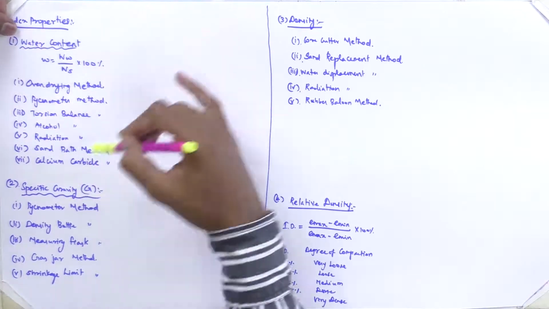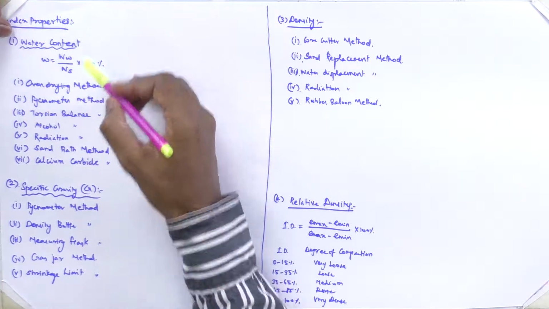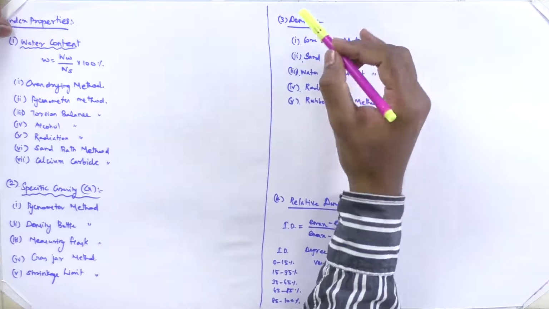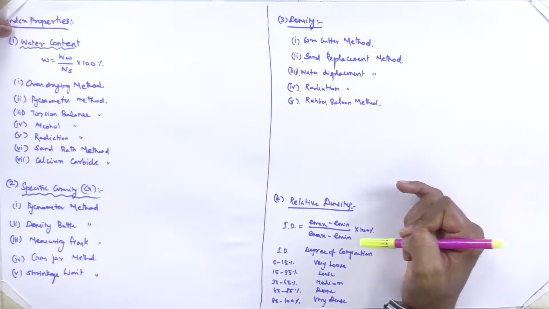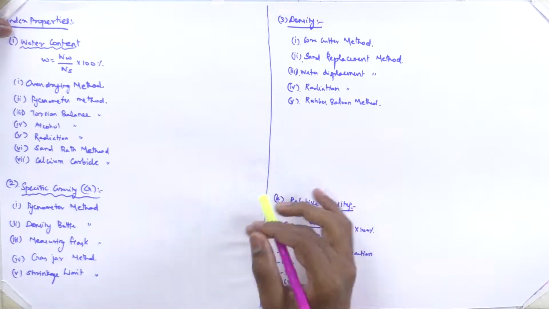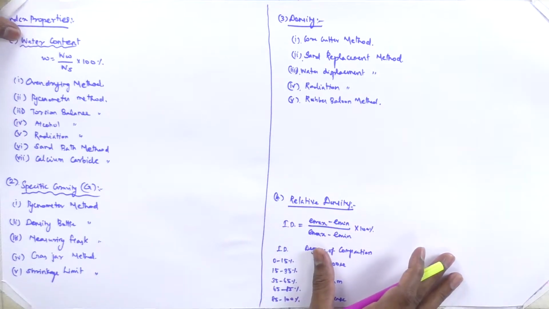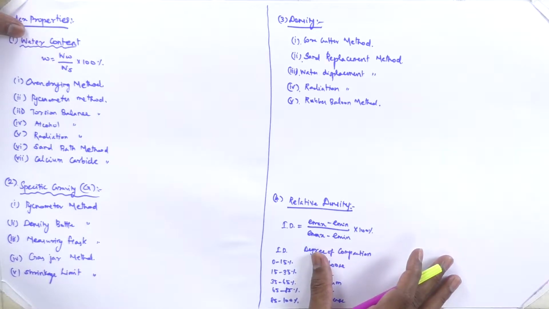Index properties I can list: water content, specific gravity, particle size distribution, density and relative density, and consistency limits. These are the index properties that are going to be discussed in this lecture. One by one we can see. First one is water content, second one is specific gravity, third one is density, fourth one relative density, fifth one particle size distribution, and sixth one consistency limits. So likewise we have index properties. Let me go through them one by one.